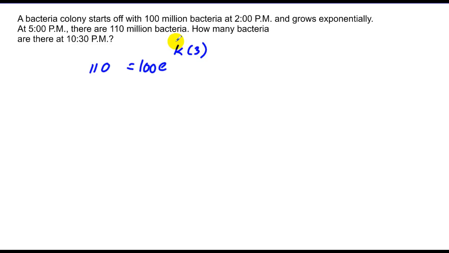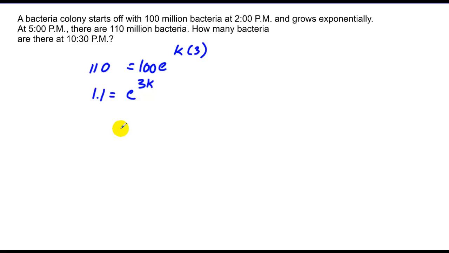So what we've got to do is first find our k value in order to find the time. So let's go ahead and do that. We first of all divide 110 by 100, that's 1.1, is equal to e to the 3k.